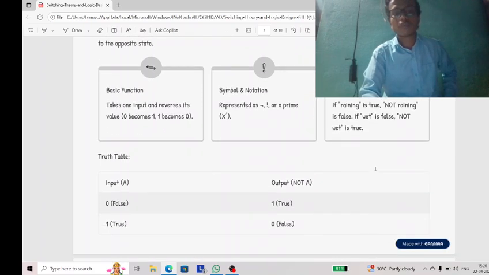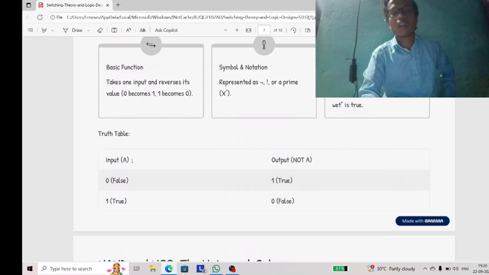Here we see the truth table, input and output of the NOT gate. 0 means false, 1 means true. 1 means true, 0 means false. The output is the inverse of the input.